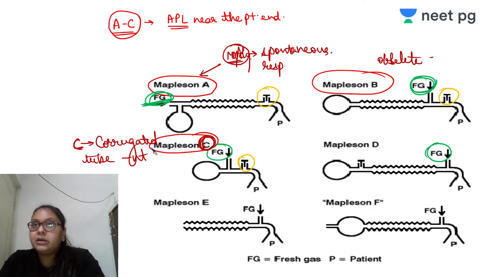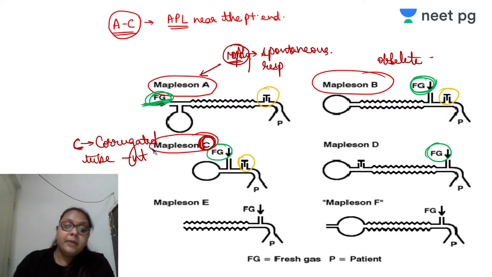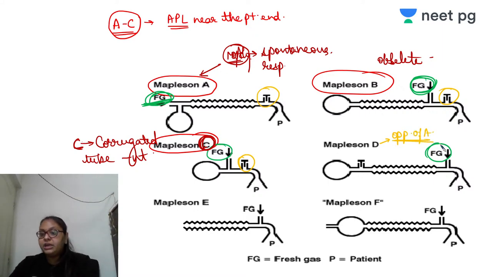Okay, so A, B or C mein yaad rakhna, A, B, C Maplesin types, the APL valve is towards the patient, and A is the only circuit in which the fresh gas inlet is away from the patient. C mein pehle se hi C hai, that means the corrugated tubing is absent in Maplesin circuit C. Okay, what is D type? Is it clear? What is D type? D, it is opposite of A. Okay, the fresh gas inlet is towards the patient and the APL valve is away. In fact, D and F, the APL valve is away from the patient. Okay, so Maplesin D, F, the APL valve is away from the patient. Maplesin D, it is opposite to A, that means the fresh gas inlet is towards the patient, but the APL valve is away from the patient. And isi ka modification which we use most commonly is the Bain circuit.